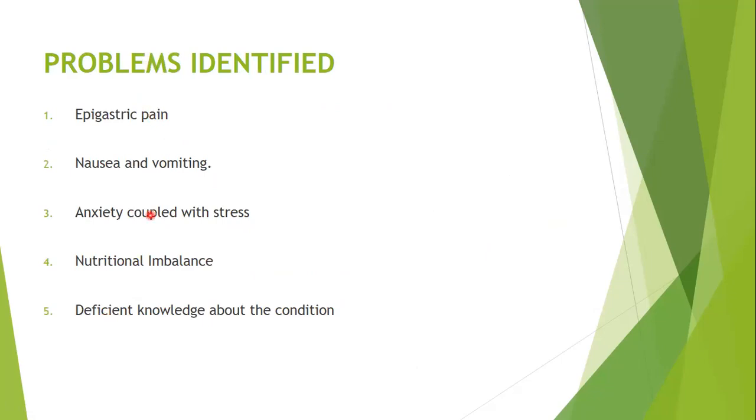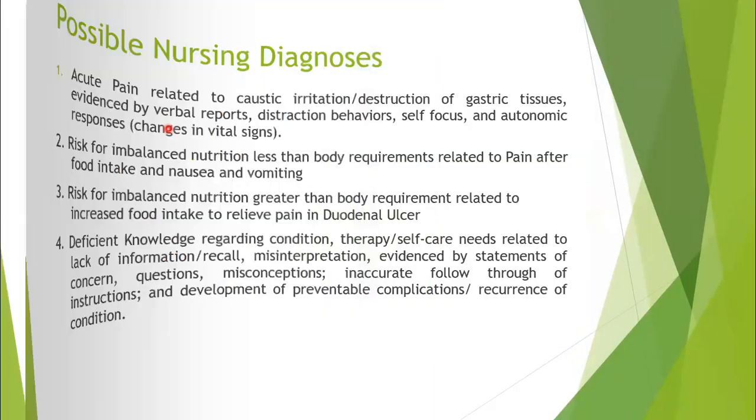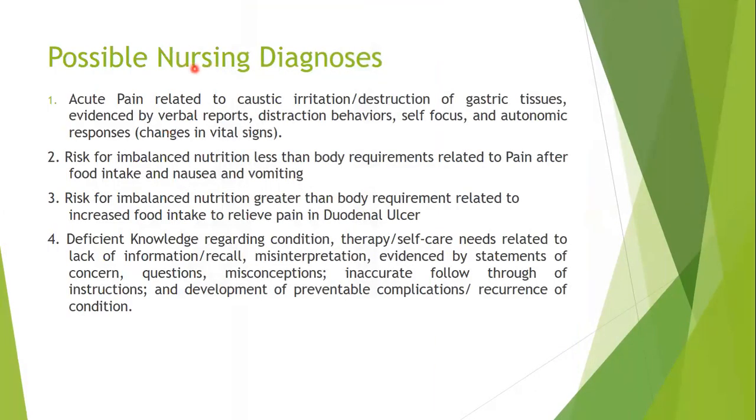These are the problems identified, and there are some nursing diagnoses that you can come up with if you are nursing a patient with a peptic ulcer. Here I have indicated a few for you. Acute pain related to caustic irritation due to acids, a chemical irritation of the gastric tissues, evidenced by verbal reports, distraction behaviors, self-focus, and autonomic responses or changes in vital signs.